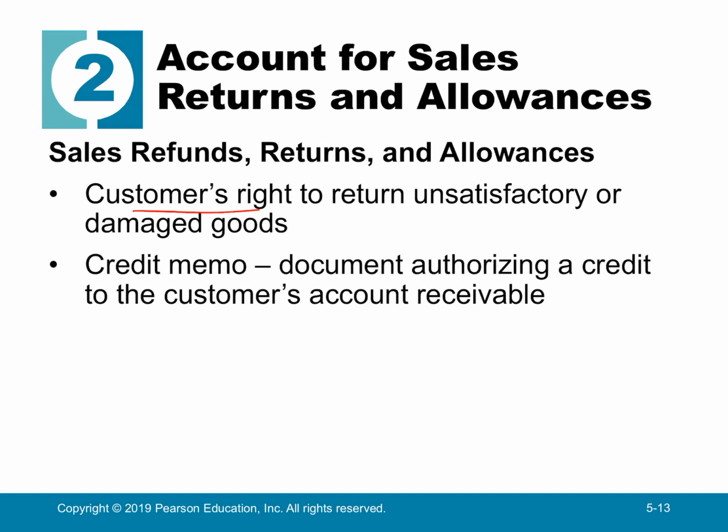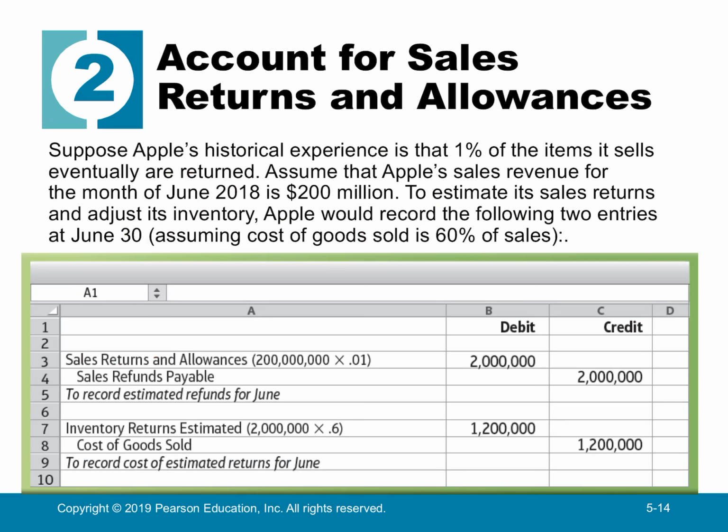Customers generally have a right to return unsatisfactory or damaged goods, right? What we do is have a credit memo. This is just a document authorizing a credit to the customer's account receivable. So basically, we will reduce the money that a customer owes us if it's an account receivable, or give them cash back, or whatever the case may be. So let's look at an example for this to make a little bit more sense.